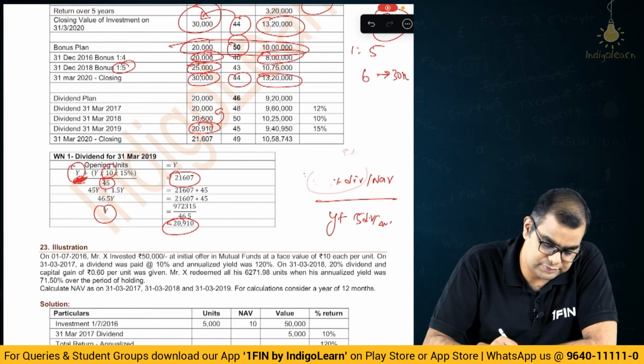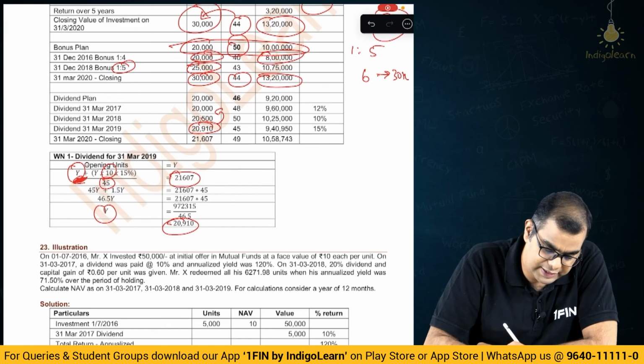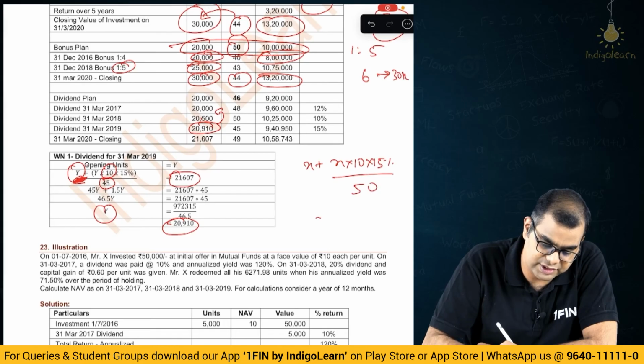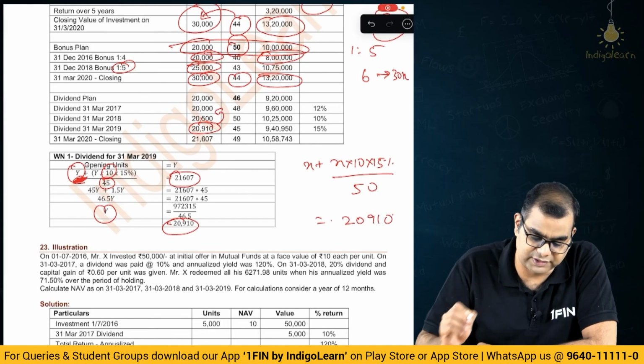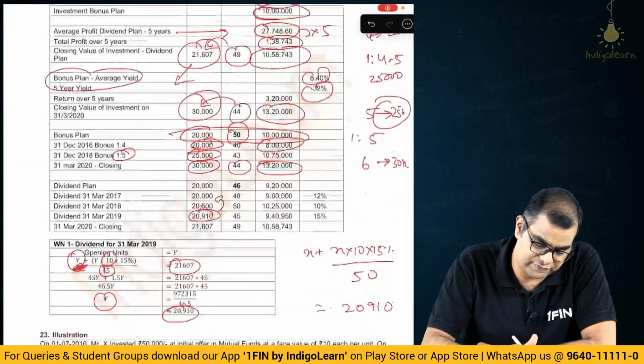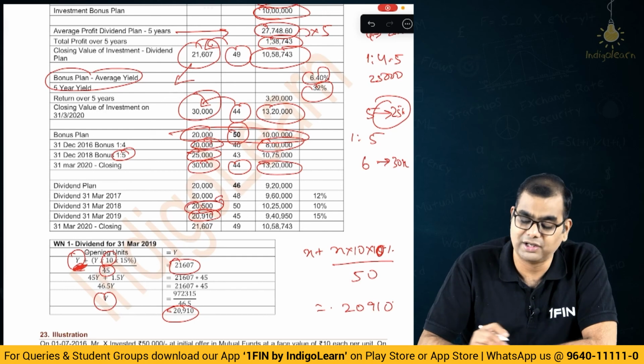I will clean this up. Again, I will use one number, x plus x into 10 into 15% divided by 50 is equal to 2910, and you solve for this. What was the dividend? I think dividend was not 15, dividend was 10%. You will get 2500. See, you got the number 2500.